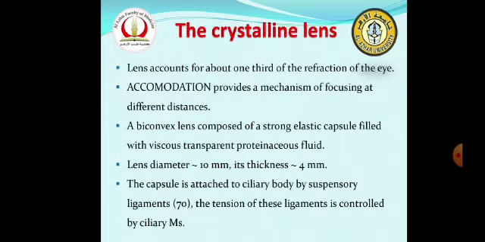The crystalline lens. It accounts for about 1/3 of the refraction of the eye. Accommodation provides a mechanism of focusing at different distances. A biconvex lens composed of a strong elastic capsule filled with viscous transparent proteinaceous fluid. The lens diameter equals about 10 mm and its thickness is about 4 mm. The capsule is attached to the ciliary body by the suspensory ligament. The tension of these ligaments is controlled by the ciliary muscles.